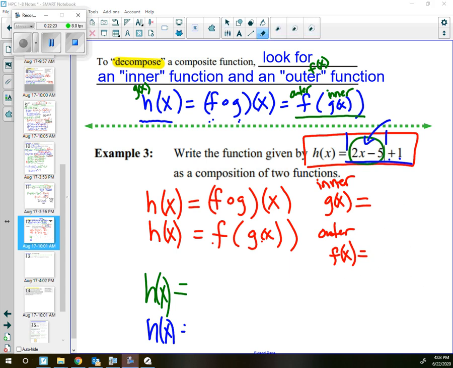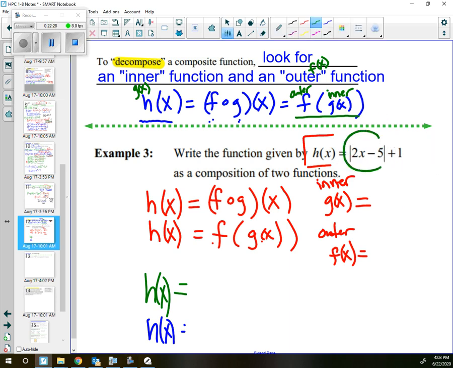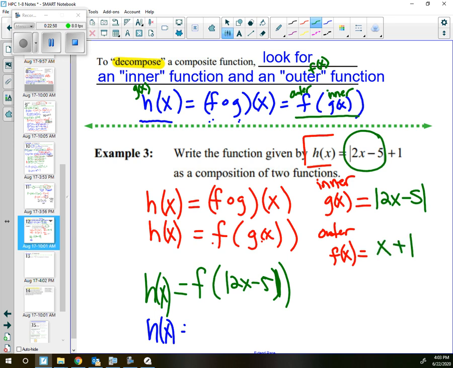All right, so let's talk about another option. See if anybody came up with this one. What if this entire thing was your inner function? So what if g of x was the whole deal, absolute value of 2x minus 5? Well, then what would you have to put that into? Remember, it's f of g of x, so it'd be f of that whole thing, 2x minus 5. What would you have to put that into? Well, it looks like the only thing you have left would be just adding 1. So the outer function would just be a linear equation, x plus 1.